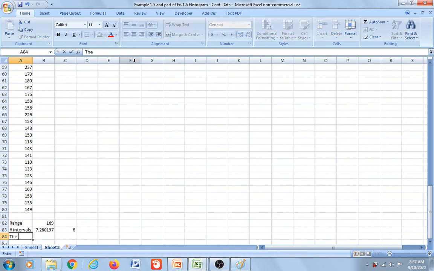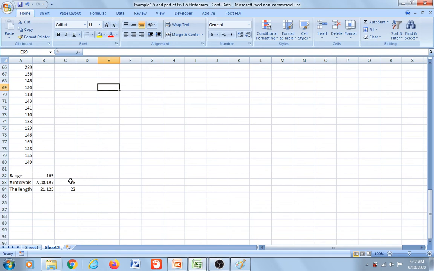Now the length of the interval. The length of the interval will be the range divided by the number of intervals. So it's 21. I'm gonna round it into 22, so it will be easy. The next thing we need to do is develop that table that I mentioned before.